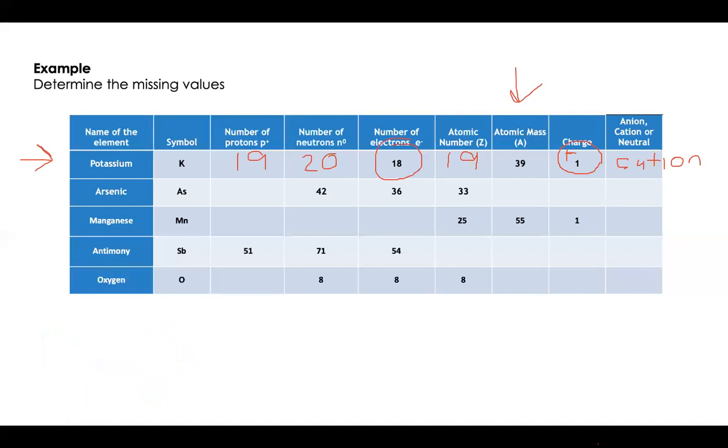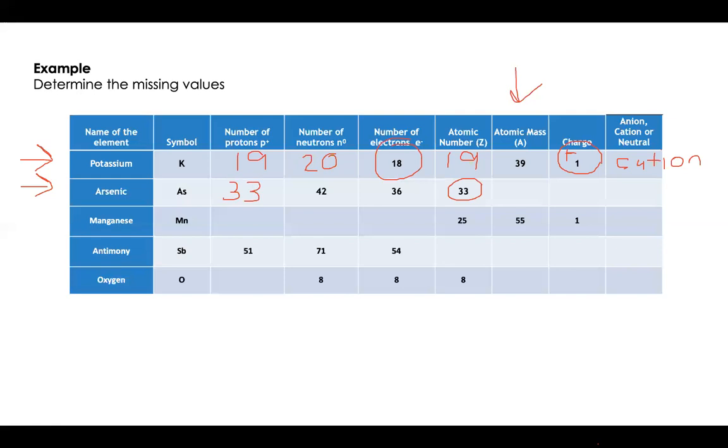Okay. In our second row, we have arsenic, okay? The information that we have is the number of neutrons, the number of electrons, and we have the atomic number. So we can start with the atomic number. Atomic number is going to be equal to the number of protons. So I know that here I will have a 33, okay?